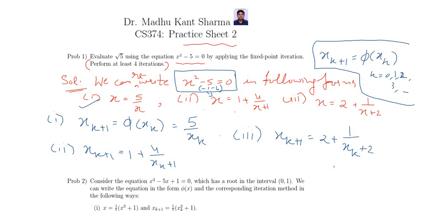On the left-hand side you are replacing x by xk plus 1, the next step, by using the previous step. On the right side, instead of x you are replacing x by xk, meaning you are giving input on the right side and getting output on the left side. So here you have got 3 forms. Now you have to decide which one is good and which one is bad.